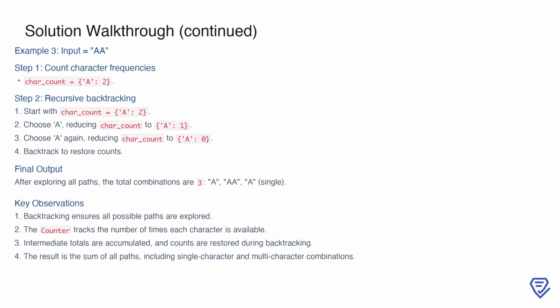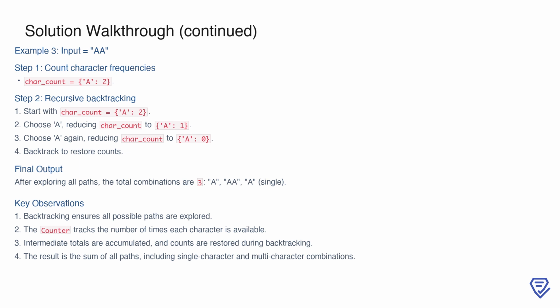Finally, let's consider the input AA. Here, the character count is 2. We start the backtracking process by choosing A, reducing its count to 1. From there, we choose it again, reducing the count further to 0. At this point, we reach the base case, where no characters are left, and we backtrack to restore counts. The backtracking process ensures that all paths are explored, including both single-character and multi-character combinations. For AA, the total combinations are 2: AA and A, from separate paths.